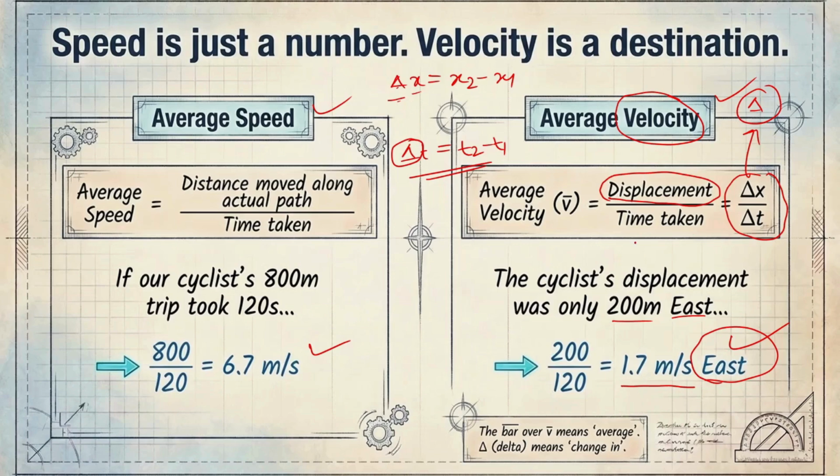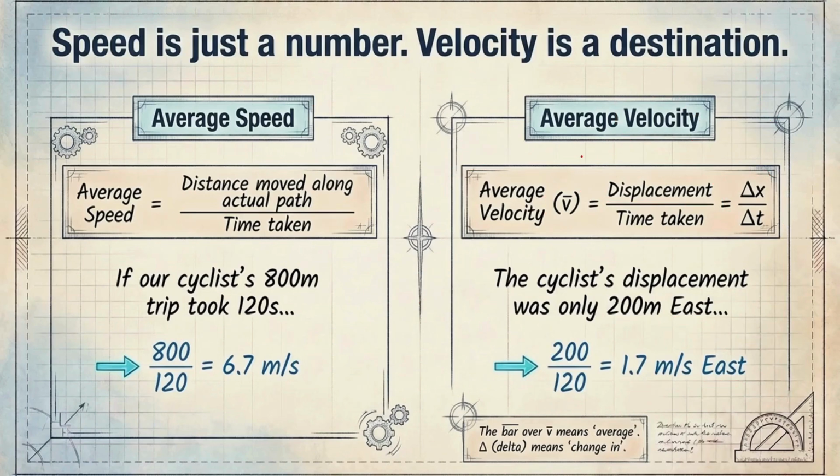Now the bar, here I use a bar above a V, means that the velocity is a vector quantity. Every quantity which is a vector, you should write like this. Always write like this, otherwise it will not represent the actual vector quantity. This is all about average speed and average velocity.